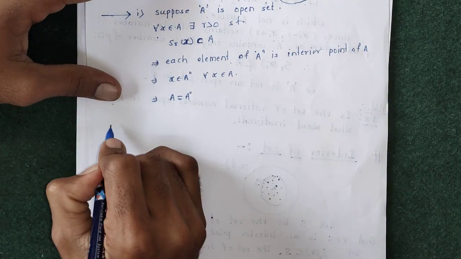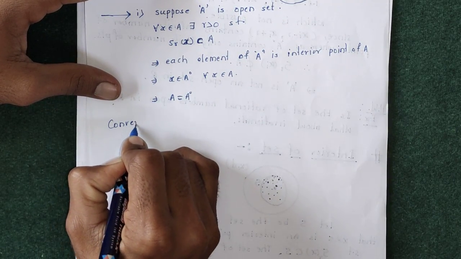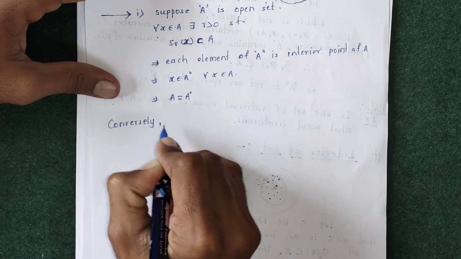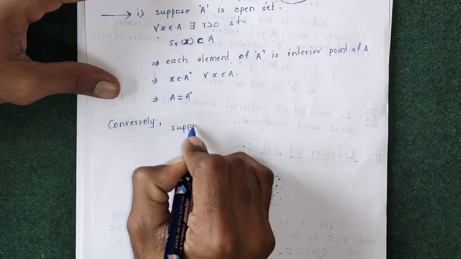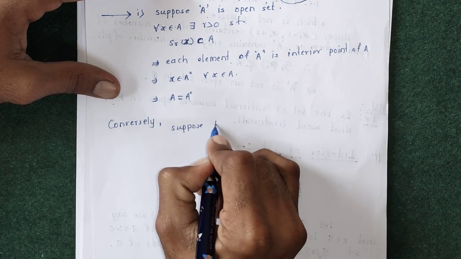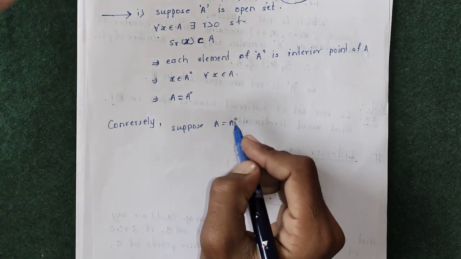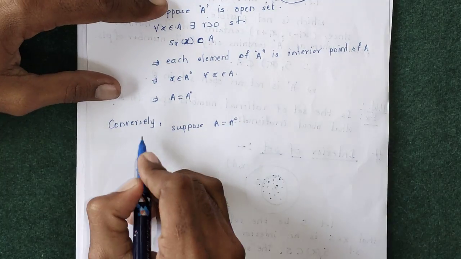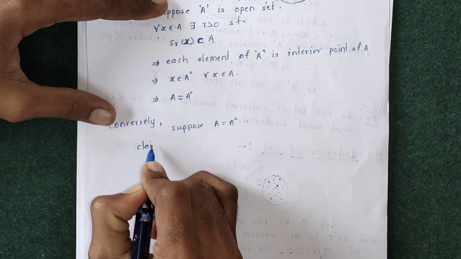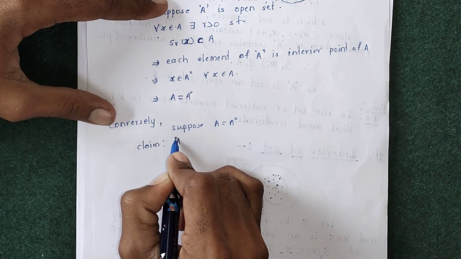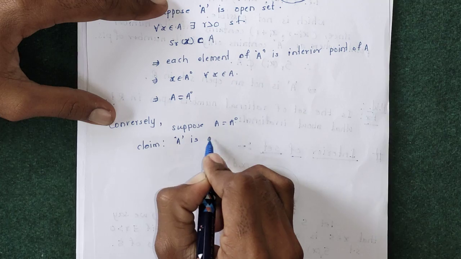Now conversely, suppose that A is equal to A interior. To show that A is an open set. So our claim is A is an open set.